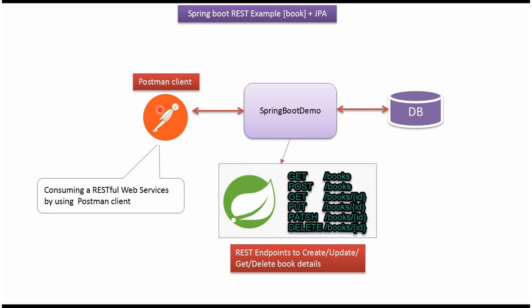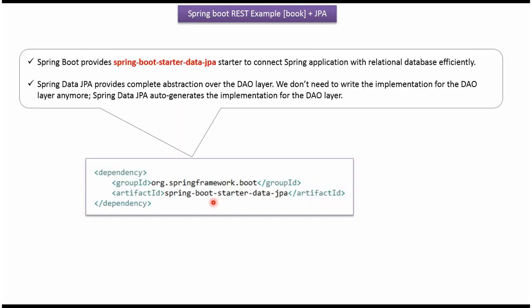And here you can see the Postman client. Using the Postman client, we will consume the web services which are exposed by the Spring Boot demo application. Spring Boot provides Spring Boot Starter Data JPA to connect a Spring application with a relational database efficiently. Spring Data JPA provides complete abstraction over the DAO layer, so we no longer need to write the implementation for the DAO layer. Spring Data JPA auto-generates the implementation for the DAO layer.